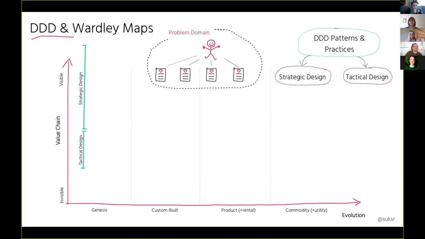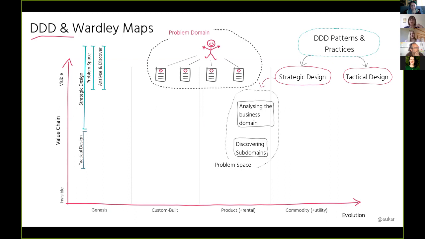And when we enter the field of strategic and tactical design, I would like to combine it with a Wardley map and use the y-axis to plot their position in the value chain. So going from top, from strategic design, going further down to tactical design. So we start at the problem space of the strategic design, and that's where we analyze the business domain and discover the subdomains. I'll come to that one later.